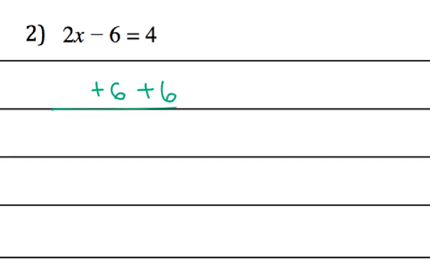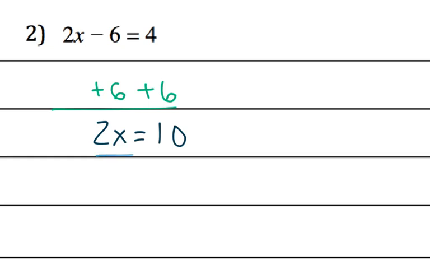I'm writing that where the numbers are below each other, and I'm not writing it below the variable because the 6 is detached from 2x. On the left side, the only thing that remains is 2x. On the right side, 4 plus 6 becomes 10.